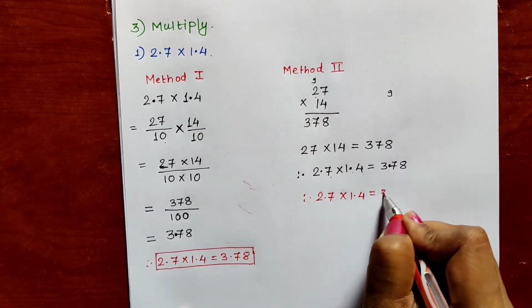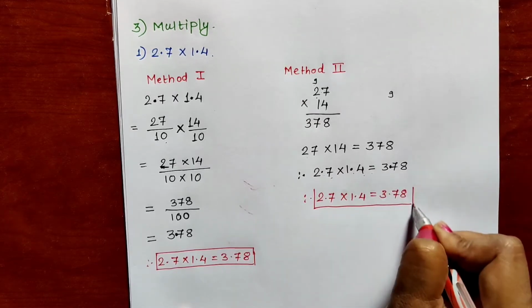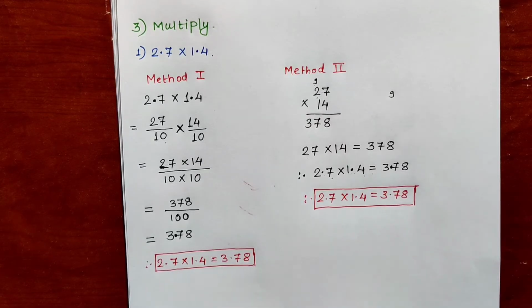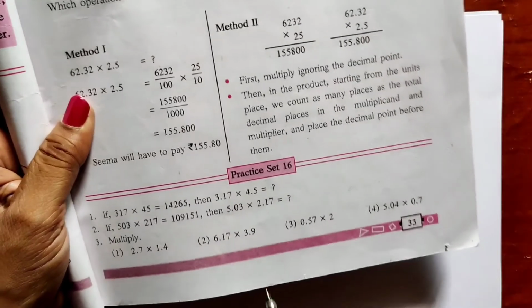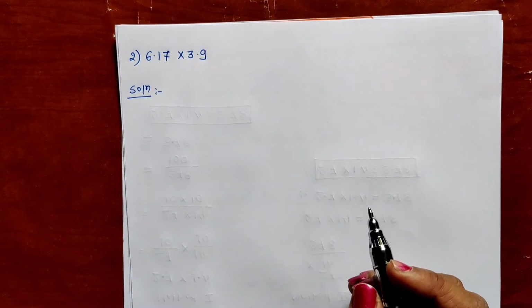and we will be solving the remaining sums of this question number 3 by the multiplication method. So in this way you can write the answer. Now let us go on to the second sum from this question number 3. So the second sum is 6.17 into 3.9. I have written the question.